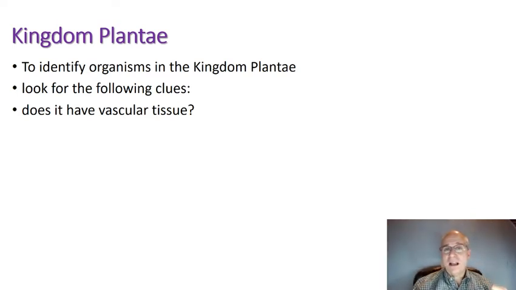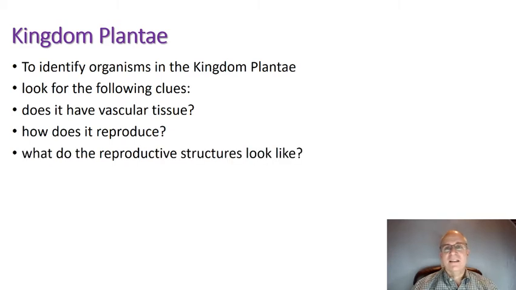Okay? If you don't, however, have these tubes, the plants tend to be really small because diffusion is what it would take in order to move the water and the nutrients, and diffusion isn't really good for moving through the thick tissue of a plant. So you want to look to see if it has vascular tissue. You want to ask yourself, how does this plant reproduce? And then what do the reproductive structures look like?